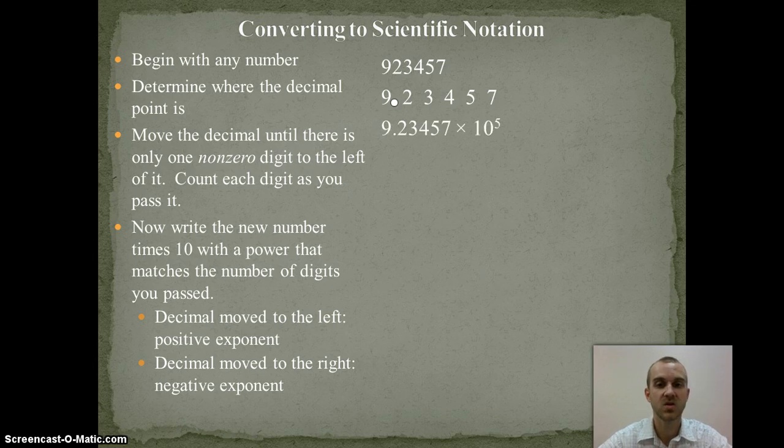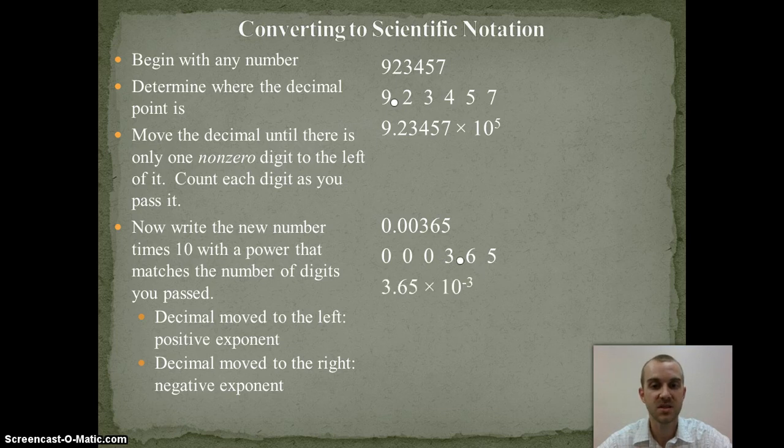So 9 and 23,457 hundred thousandths times 10 to the fifth. Now, say I've got 365 hundred thousandths, and I want to move my decimal place, and I already know where my decimal place is. I gotta move it so there's one non-zero digit, so it goes 1, 2, 3. So now I have 3 and 65 hundredths times 10, and I pass 3 values, so that's a negative 3.